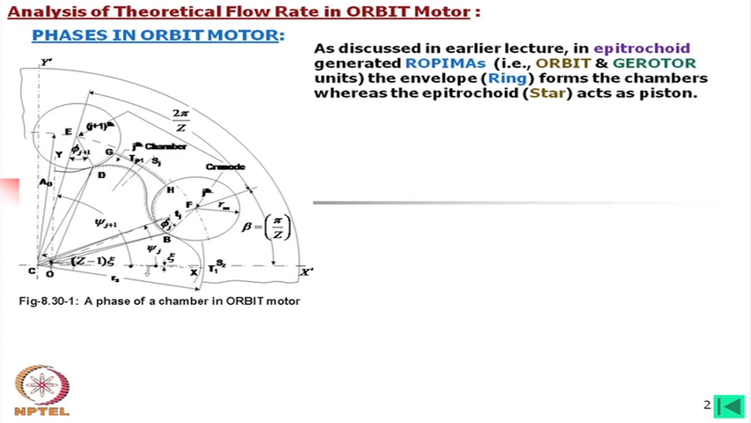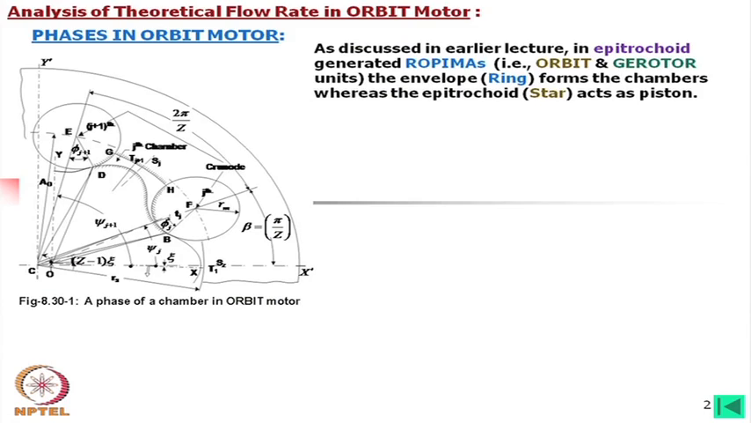So, as discussed earlier, the epitrochoid generated ropimas, that is rotary piston machines, orbit and gerotor units. The envelope ring forms the chambers, whereas the epitrochoid star acts as a piston. If we look into this, this is the chamber. One particular chamber is shown here, which is formed by the outer member, that is the envelope, the ring, which is the cylinder, and this is acting as a piston.